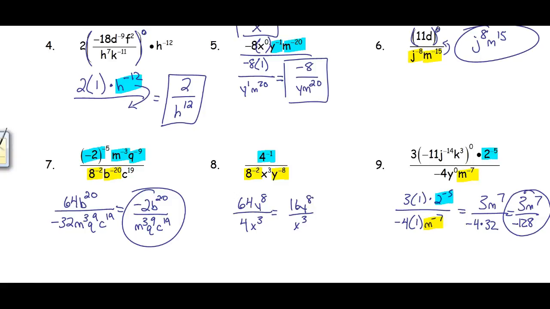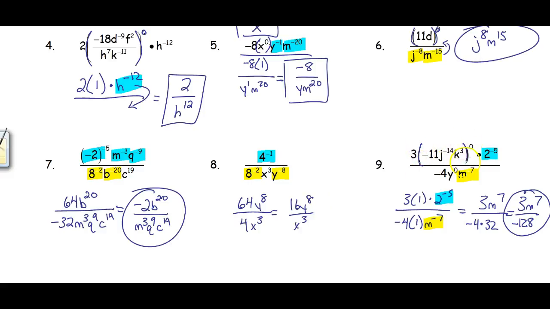All right, so number 8, all you had to move was the 8 to the negative 2nd power and y to the negative 8th, as well as the 4 to the power of negative 1. Okay, when you do that, you flip it around, and then you simplify, you get 16y to the 8th over x to the 3rd.